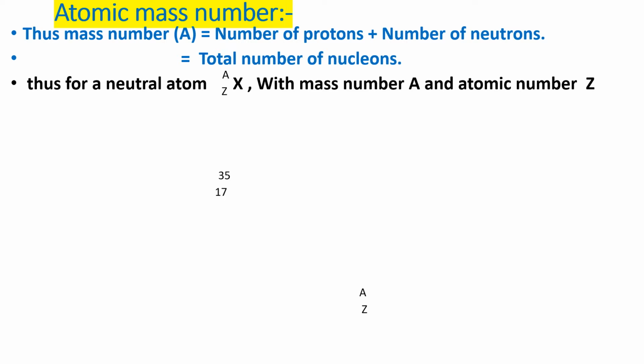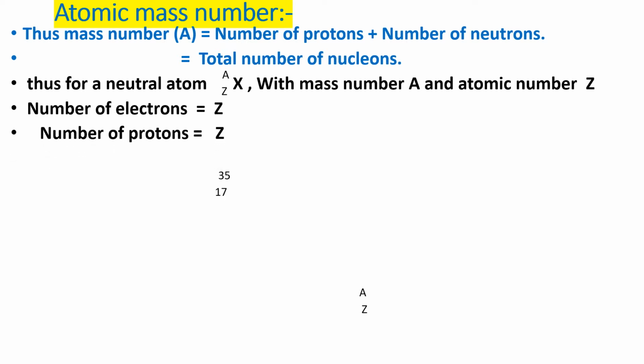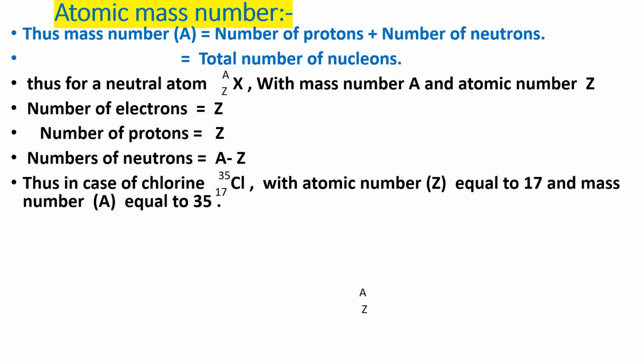Thus, for a neutral atom X, any element with mass number A and atomic number Z, the number of electrons you simply have to calculate: it is represented by Z, and the total number of protons you also consider as Z, and the number of neutrons you can easily calculate by A minus Z. For example, in the case of chlorine, atomic number Z is equal to 17 and mass number is equal to 35.